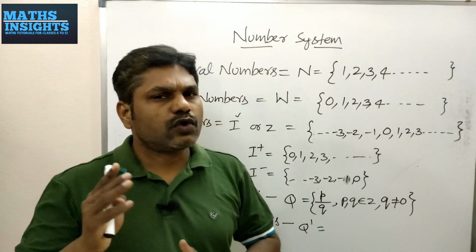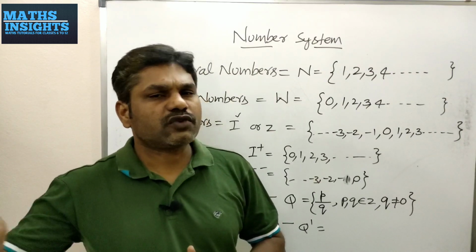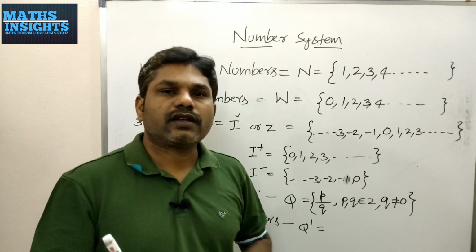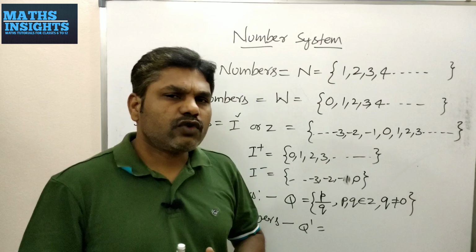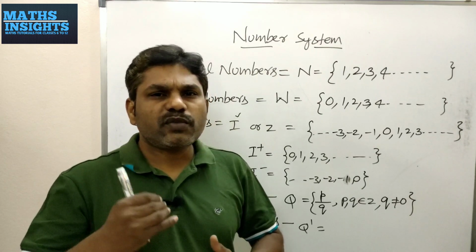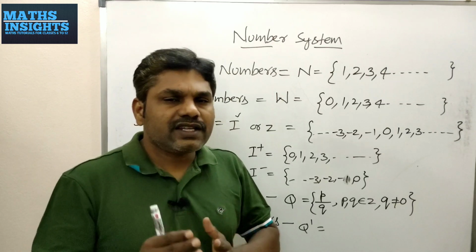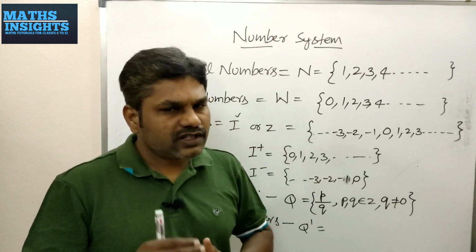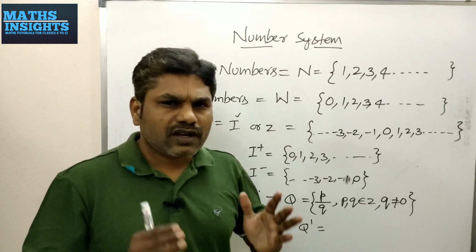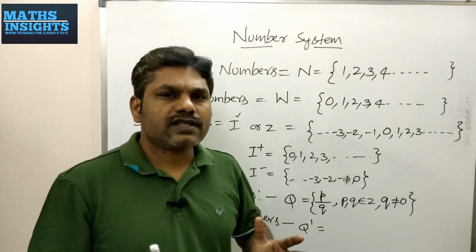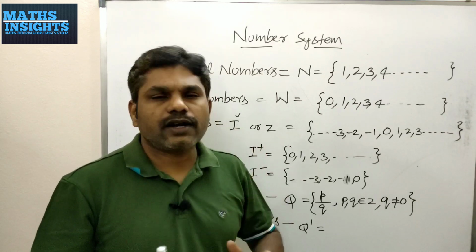For example, root 2. Root 2 value is 1.414 and so on. And also pi, 22 by 7. Pi value is 22 by 7. Even though pi value is in the form of P by Q, that is not the exact value. That is near to 22 by 7. That's why they expressed it in the form of 22 by 7. And students are confused whether pi is rational or irrational. But pi is an irrational number.